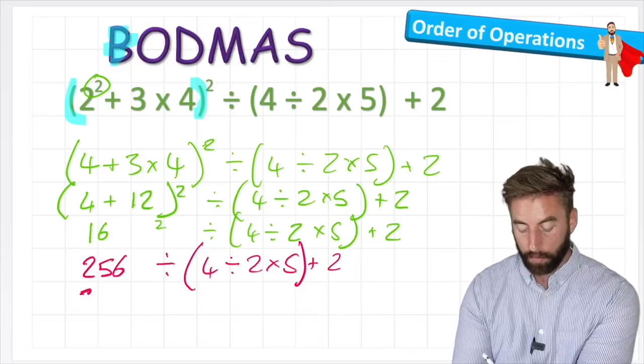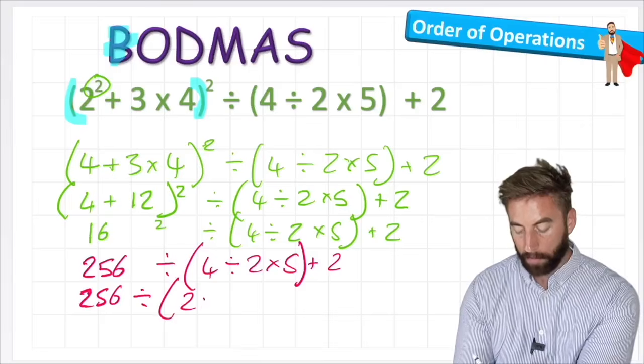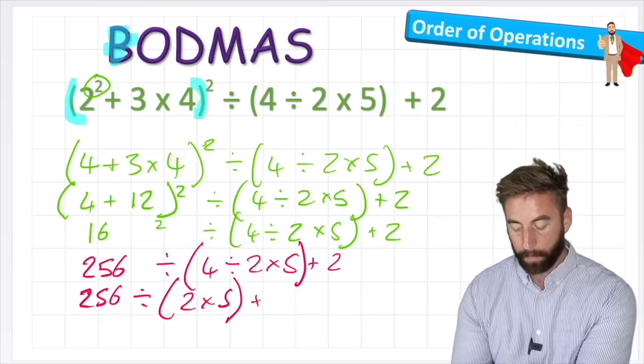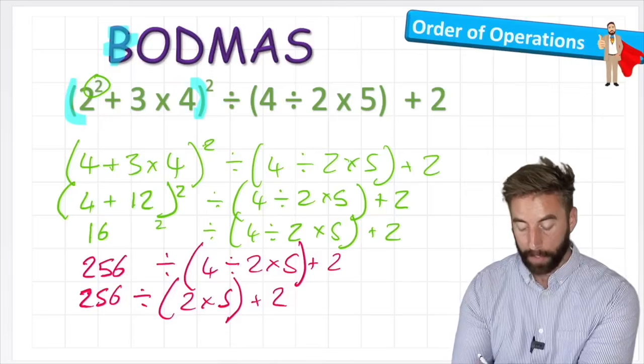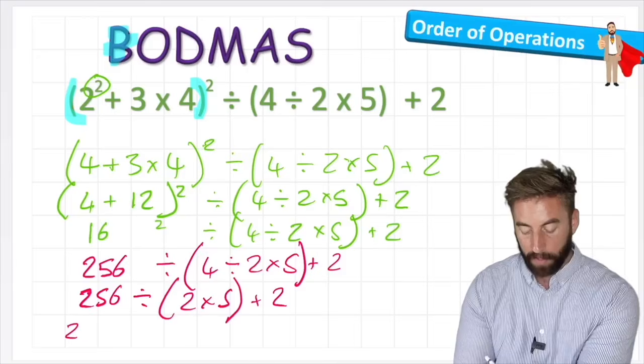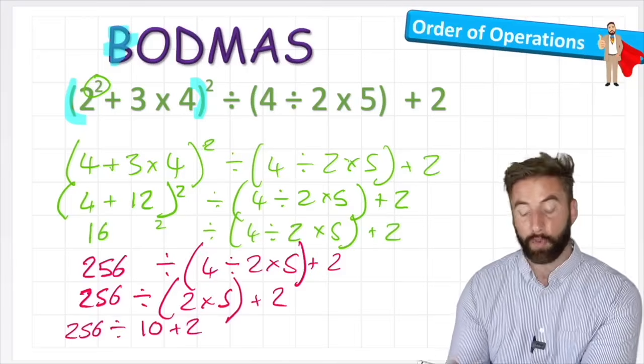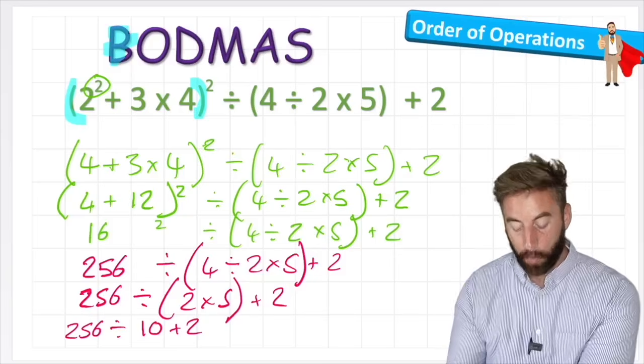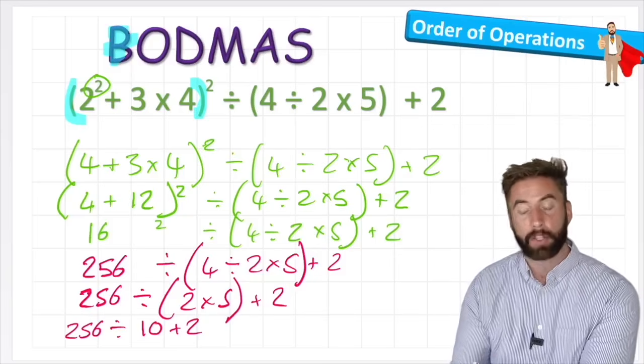So I'd end up with 256 divided by 2 times 5 plus 2. And now in my next row I'm going to do the multiplication of this bracket, which is 2 times 5. So I'm ending up with 256 divided by 10. And now I've got rid of the bracket. And now I can see my question says 256 divided by 10 plus 2.